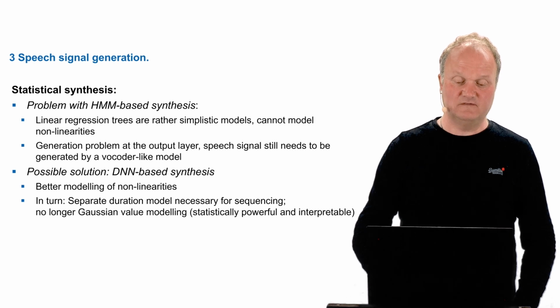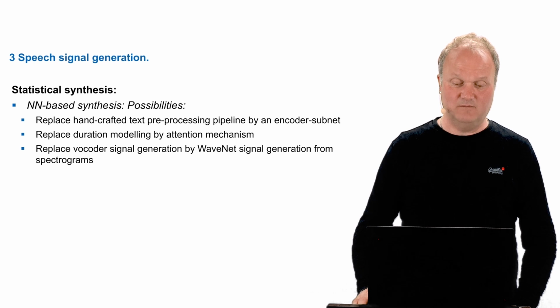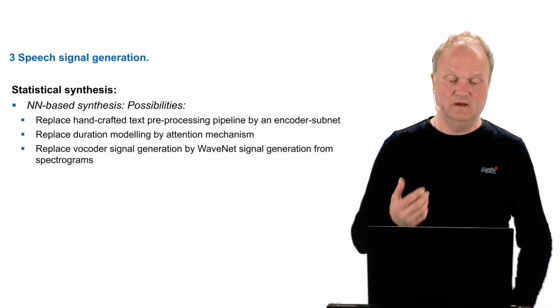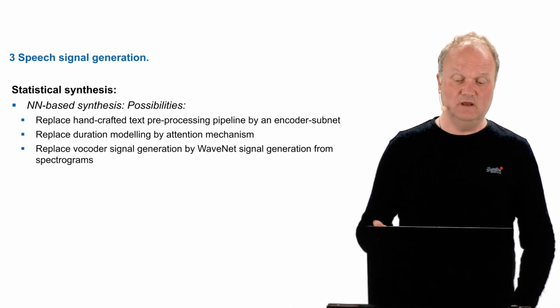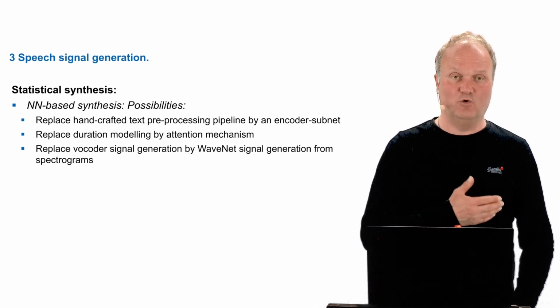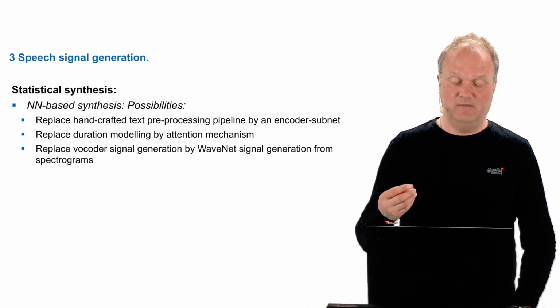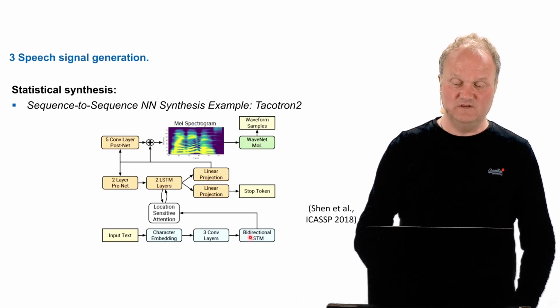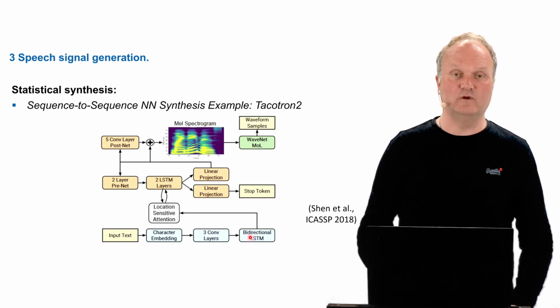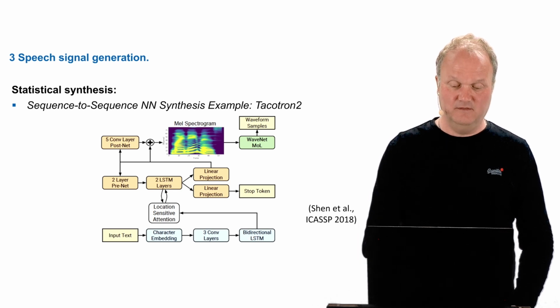Still, neural network-based synthesizers have been very popular in recent years, and many of them replace the handcrafted text processing pipeline, which we have used for the text preprocessing, also by a neural network, which is an encoder subnet, then replace the duration modeling by an attention mechanism, which we also know from automatic speech recognition, and then replace the vocoder signal generation by another neural network, for example, the WaveNet signal generation. And an approach which uses all this together is a sequence-to-sequence neural network synthesizer, which is called Tacotron 2, and which you see depicted on this slide.